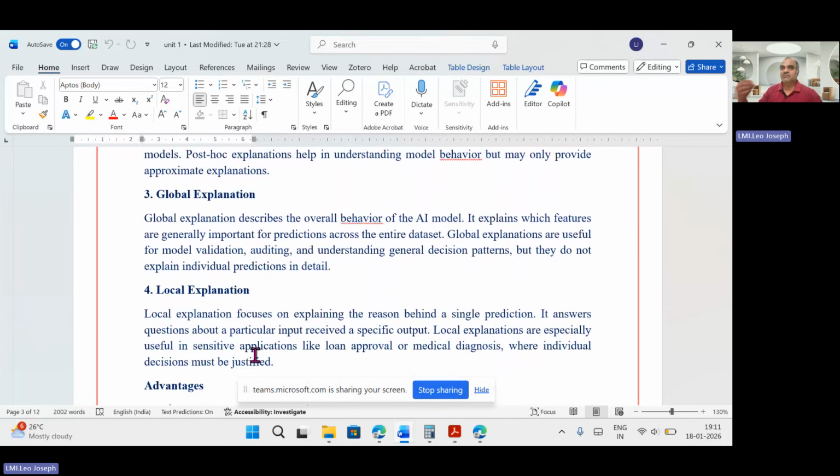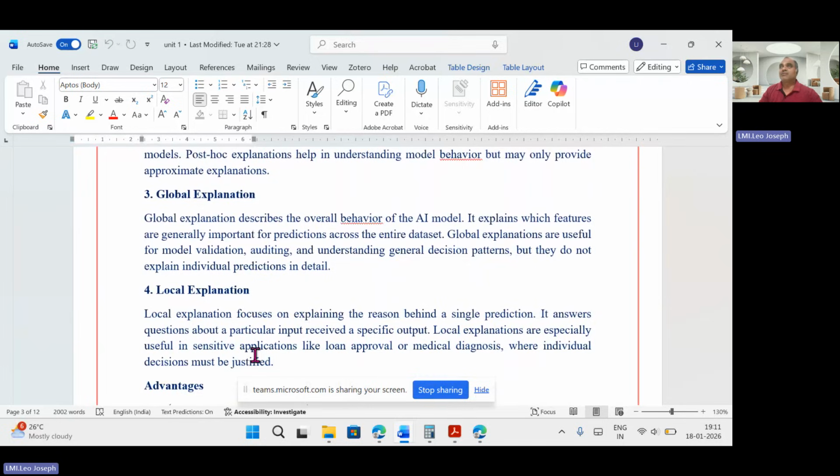A famous data set is the Titanic data set. How many survived, how many did not, overall. That is called global. Local explanation means only one sample I am taking. Leo Joseph's sample only is taken, analyzed, and the result predicted. That is called local explanation. Only one instance. Out of 100 samples, I will take one sample, analyze it, and predict whether it is correct or not. That is called local explanation.